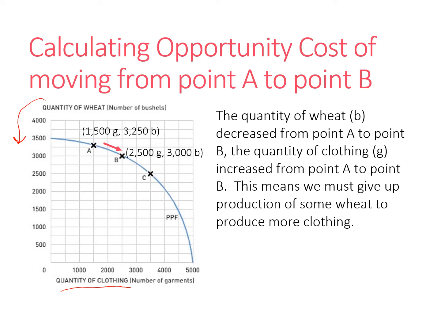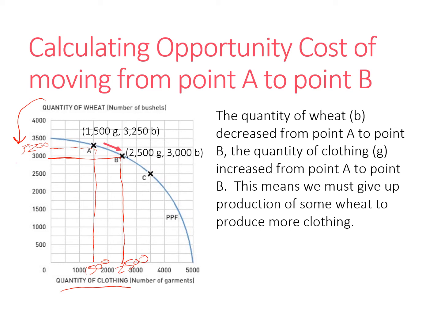Okay, so if we were to change the quantity of wheat and the quantity of clothing, there's going to be an opportunity cost. So the quantity of wheat decreased from point A to point B. Okay, so you'll see that we started off here at point A, we were doing, let's say, about like 3,200 bushels of wheat and about 1,500 garments of clothing, okay? But when we go from point A to point B, well, now we're producing, looks like 3,000 bushels of wheat and about 2,500 garments of clothing.